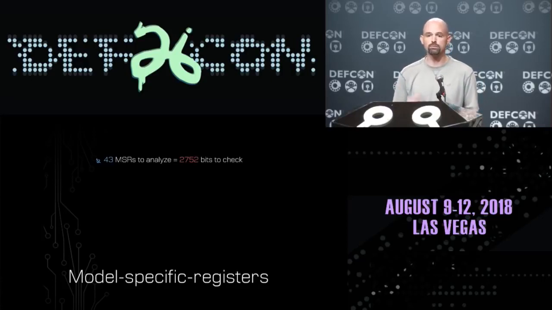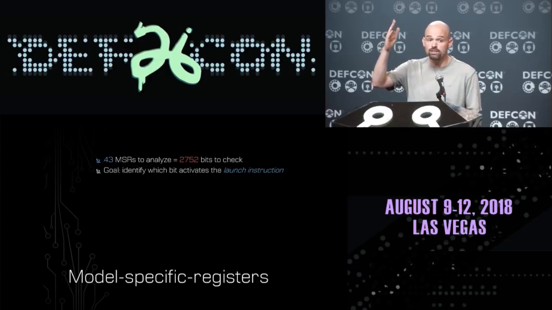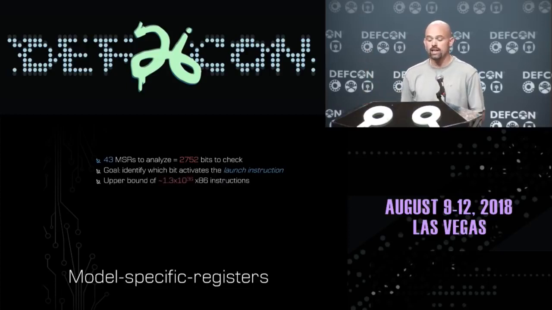That's 2752 bits worth of MSRs to check. Now, my theory is that one of these bits is going to activate a new x86 instruction. So I want to figure out, when I toggle these bits, did a new instruction appear on the architecture? Well, x86 is a really, really complicated instruction set, and it's hard to estimate how many instructions could actually be in x86, but a rough upper bound would be somewhere on the order of 1.3 undecillion possible instructions.